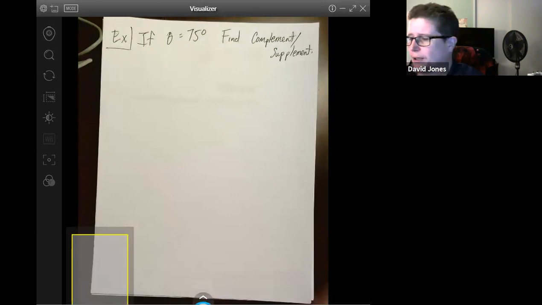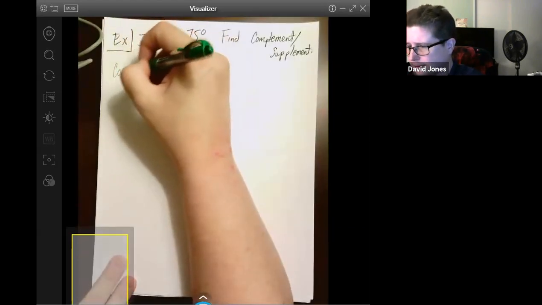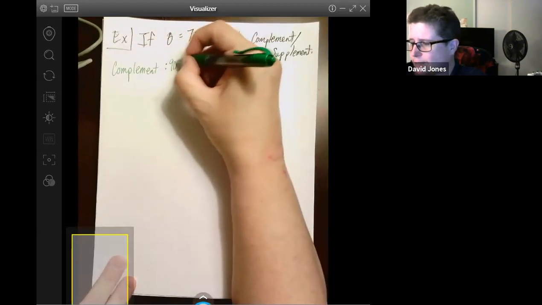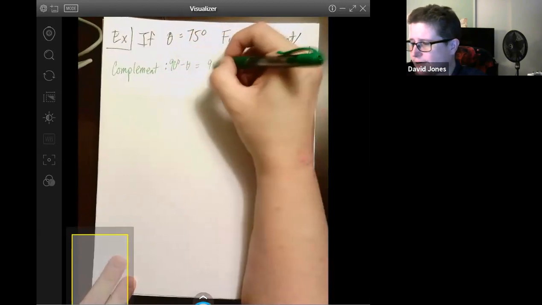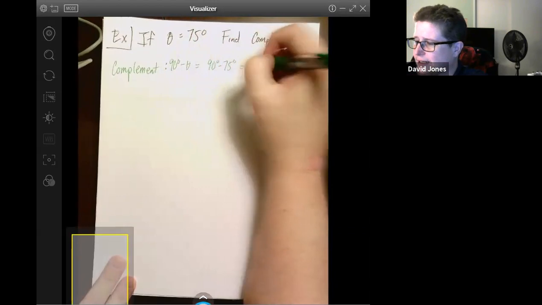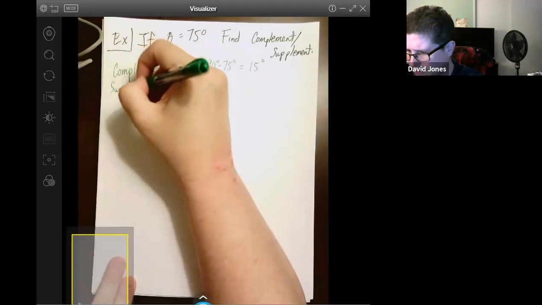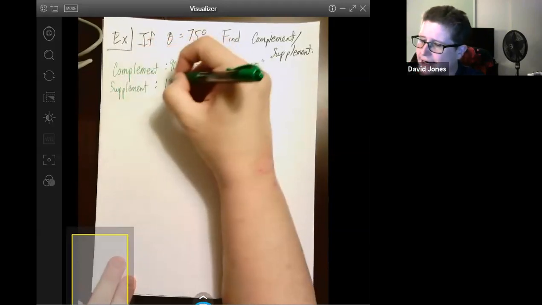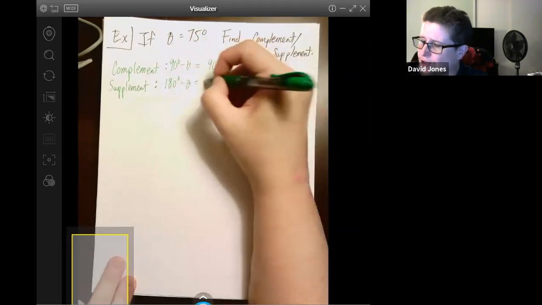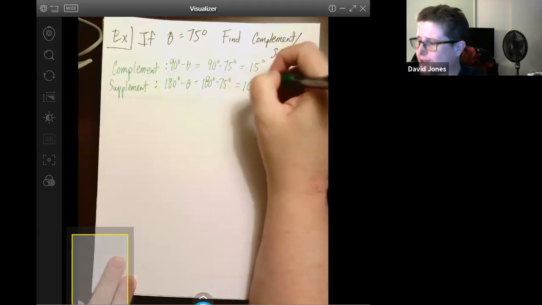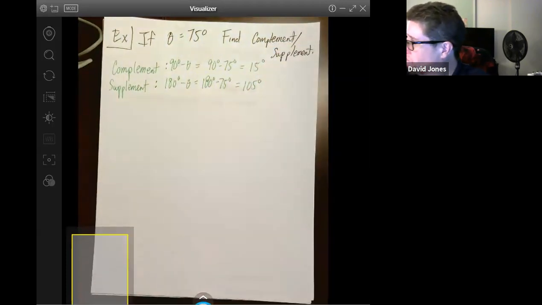All right, assuming you paused it, the complement is 90 degrees minus theta, which is 90 degrees minus 75 degrees is 15 degrees. The supplement is 180 degrees minus theta, which is 180 degrees minus 75 degrees, is 105 degrees. So that's not all that exciting.